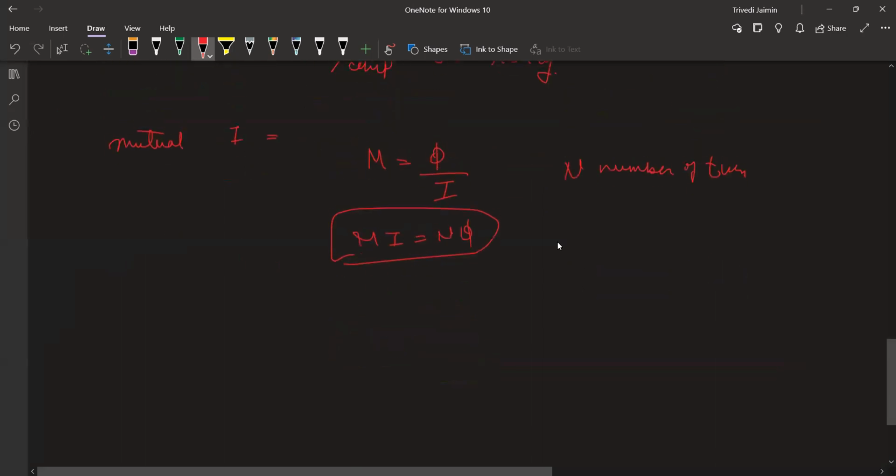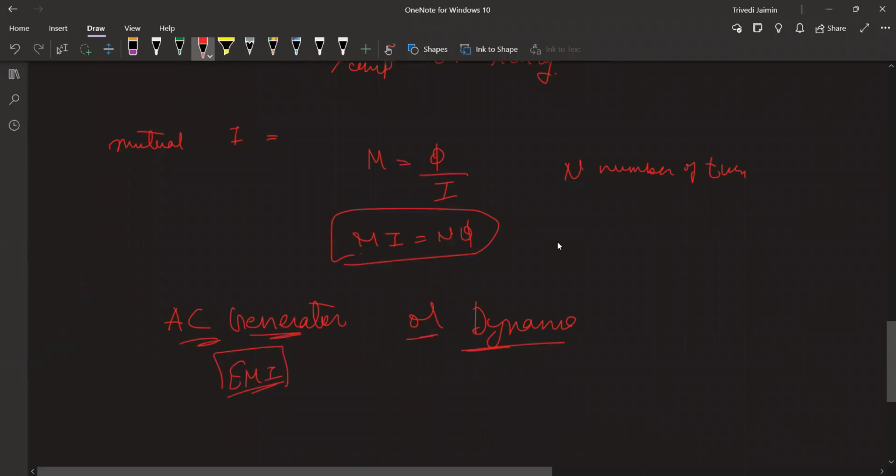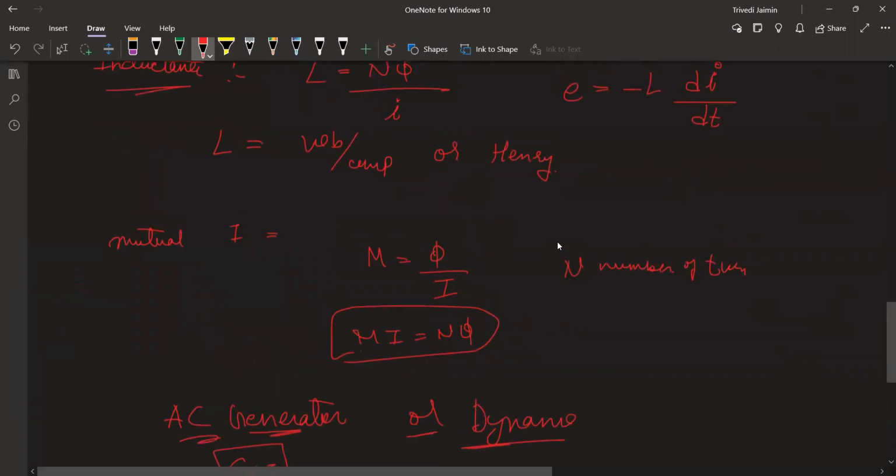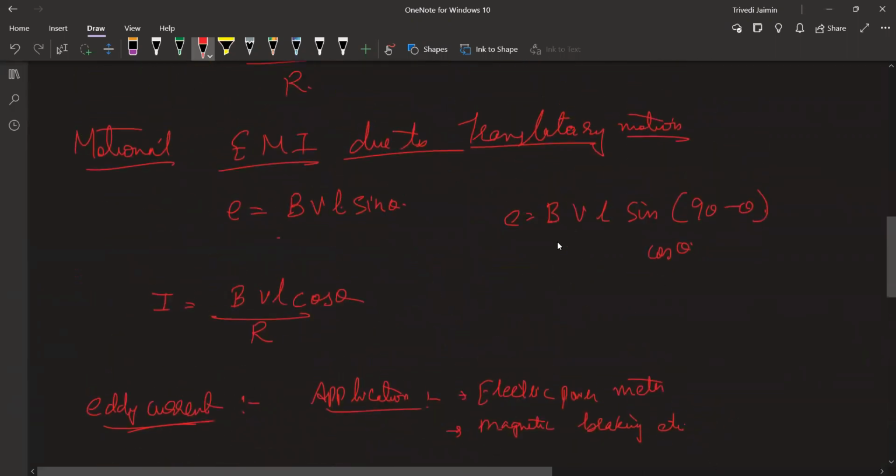Okay, so what is the use of EMI? Where will we use it? Generator or dynamo. The AC generator, dynamo works on the principle of EMI. So this was just a quick roundup of this chapter. Tomorrow we'll start our actual topic and we'll do some numericals.